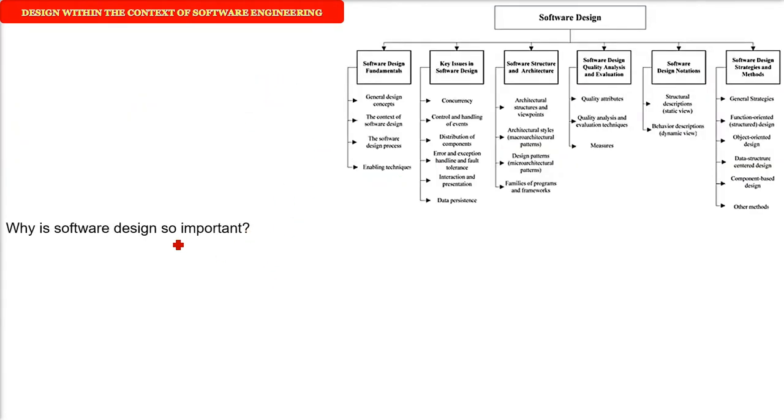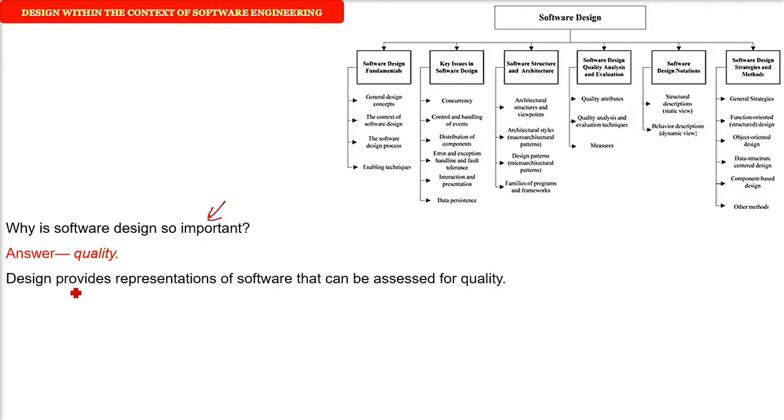Why is software design so important? Why are we talking about it? The answer is quality. If quality is not good, any product you use, you will not use it next time. So design is giving you a representation of the software that can be assessed for quality and checked for quality, and that inherits or nurtures the quality.